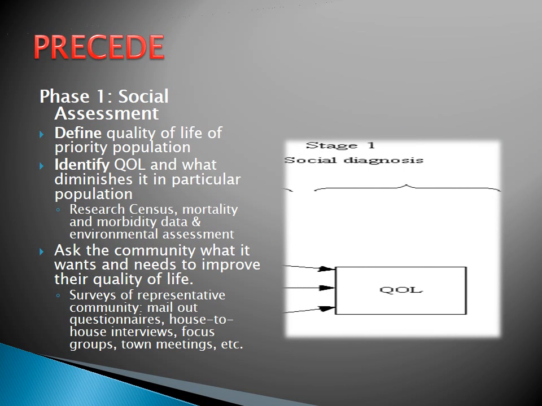In Phase 1, we want to define the quality of life of the priority population. We want to identify what diminishes their quality of life. And we can do this through census research, mortality and morbidity data, and environmental assessments. We want to ask the community what they want and need to improve their quality of life. And we can find these things out by going house to house, doing interviews, through focus groups, town hall meetings, etc.